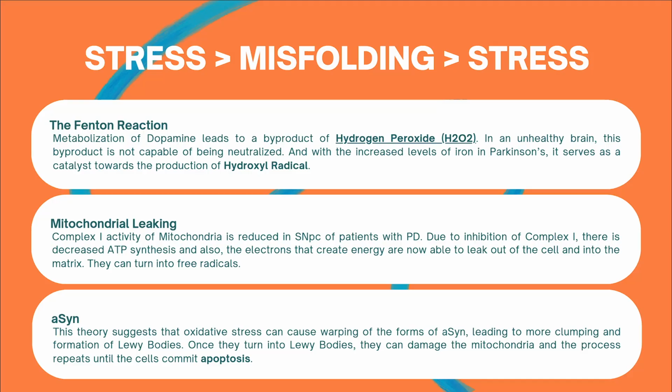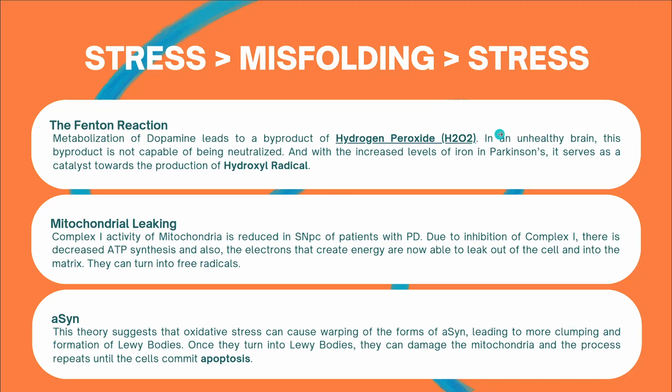The Fenton reaction describes the role of dopamine here and its byproduct. Hydrogen peroxide is catalyzed by iron, and in Parkinson's there are increased levels of iron, meaning once hydrogen peroxide is catalyzed, it produces hydroxyl radical, and hydroxyl radical is an antagonist. It's a villain. It's a free radical. It's evil.